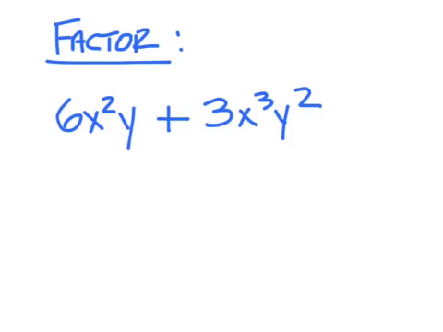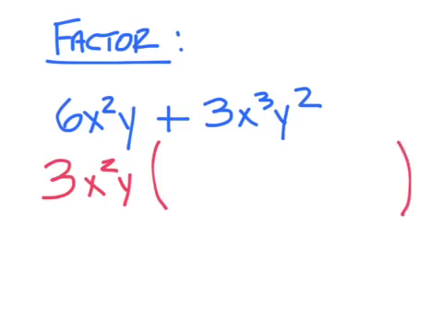In order to do this, you have to know what the greatest common factor is. What is the highest number that comes out of 6 and 3? 3. What's the lowest power of x? X to the second. Lowest power of y? Y.